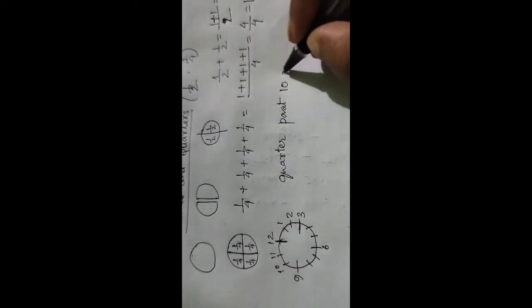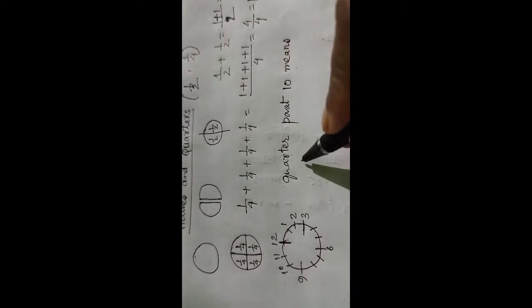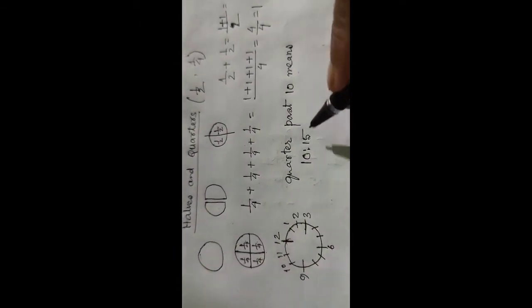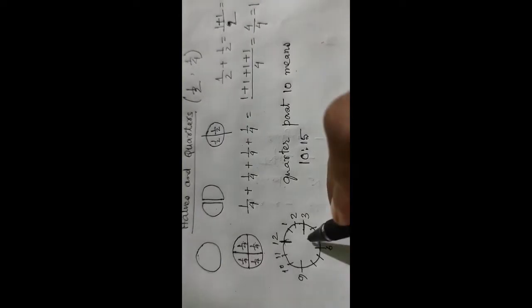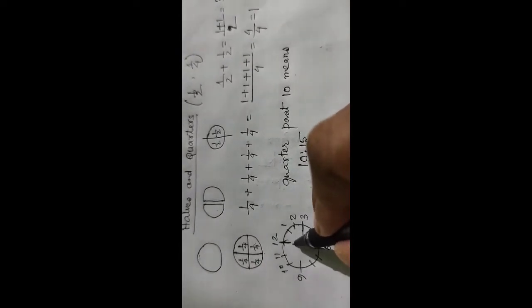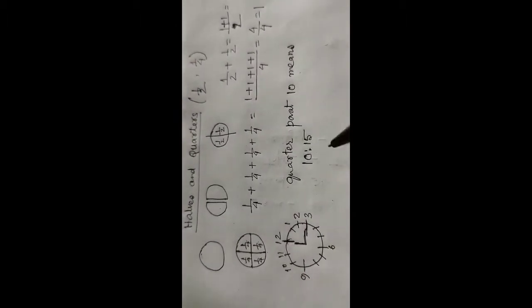Quarter past 10 means 15 minutes after 10 o'clock. After 10 o'clock, when it gets to 15 minutes, so 15 minutes is quarter time.